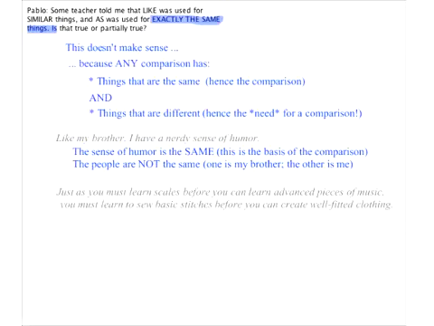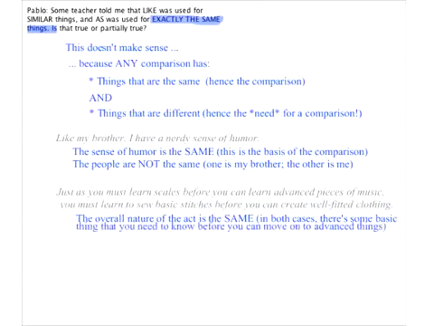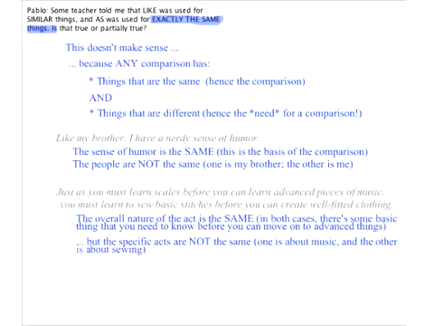In other words, in both cases, there's some basic thing that you need to know before you can move on to more advanced things. But the specific acts are not the same. One is about sewing and the other one's about music. So that's any comparison is going to do that.